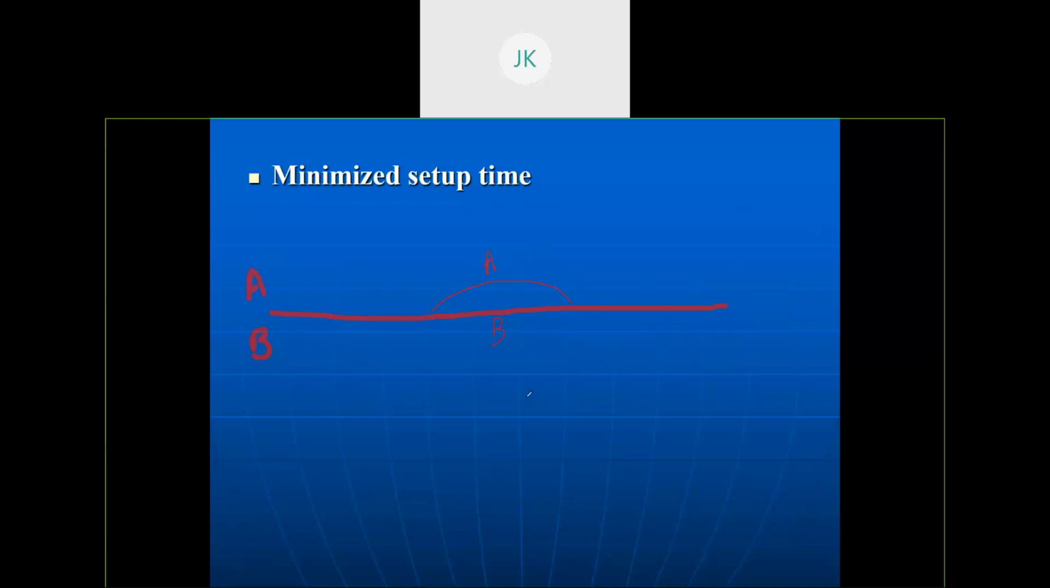Like in the Toyota system, Toyota Camry and then Lexus, they share some parts on the same line, and then later take different line paths. So using an own, separate line, or using PIP, process in process or production in production, reduces the setup time.